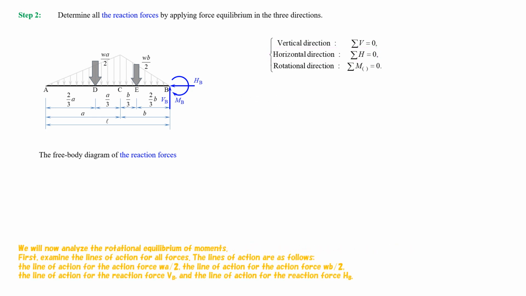We will now analyze the rotational equilibrium of moments. First, examine the lines of action for all forces. The lines of action are as follows. The line of action for the action force, W multiplied by A, divided by 2. The line of action for the action force, W multiplied by B, divided by 2. The line of action for the reaction force, VB. And the line of action for the reaction force, HB.